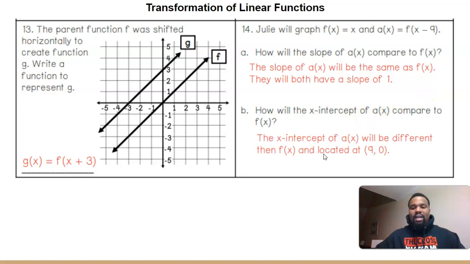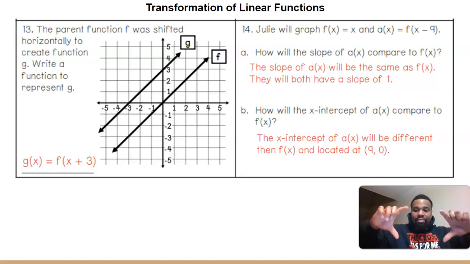going to be 9. All right, so when we're talking about transformations of linear functions, we're talking about the movement or the shifting of our parent function vertically along the y-axis. So that's saying f of x, just x, is in parentheses by itself. So if I do f of x plus a number, I'm shifting up. If I do f of x minus a number, I'm shifting down.